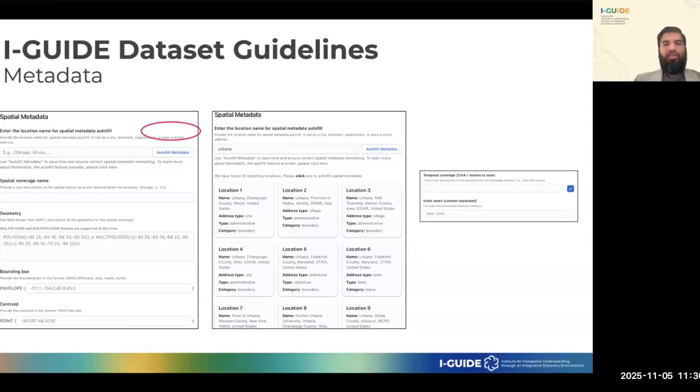So we do support this autofill metadata. For instance, you just put in a few keywords, like what this data set is about and the spatial aspect of this data set, and then we can provide you with autofill metadata information that you can actually use to make this as easy as possible while still not compromising the quality of data. Similarly, for spatial metadata, we have the temporal aspect of these data sets as well.